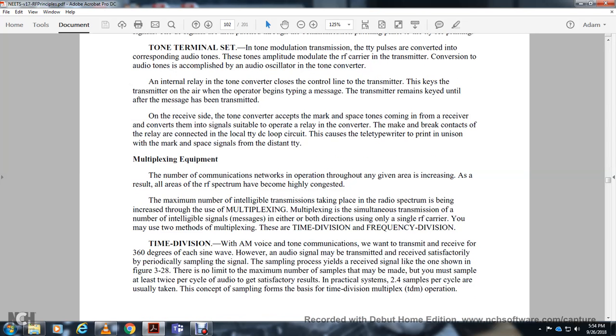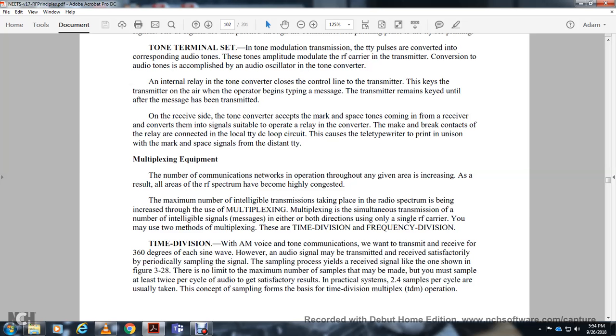Multiplexing. With the number of communication networks operating in any given area increasing, all areas of the radio frequency spectrum have become highly congested. For the maximum number of intelligible transmissions to take place over the radio spectrum, multiplexing is used: simultaneous transmission of a number of intelligible signals with messages in either or both directions.